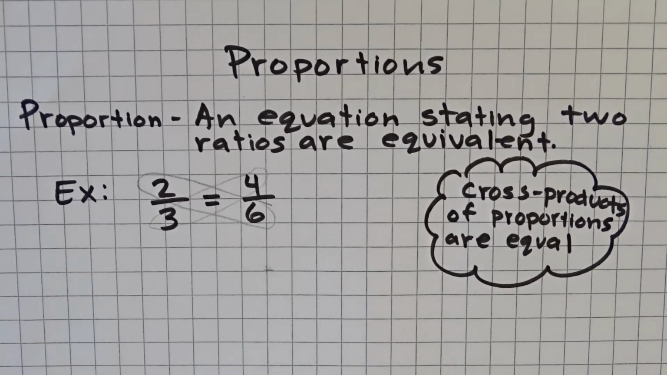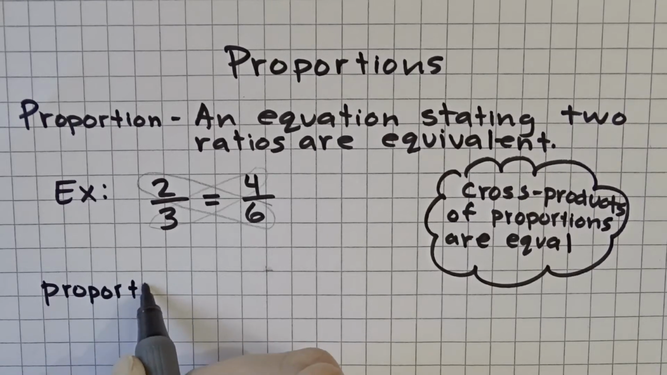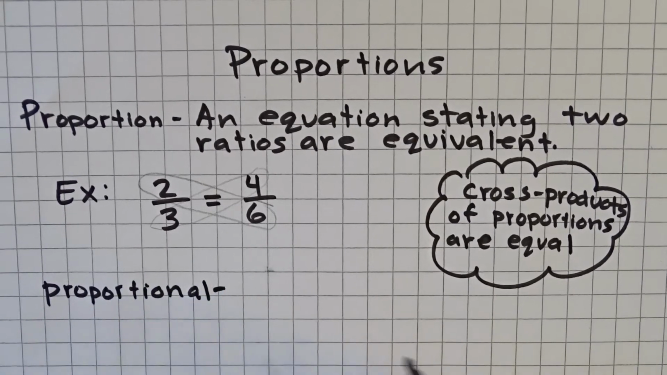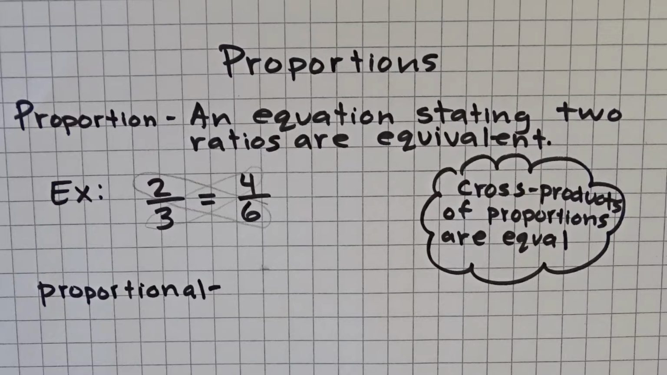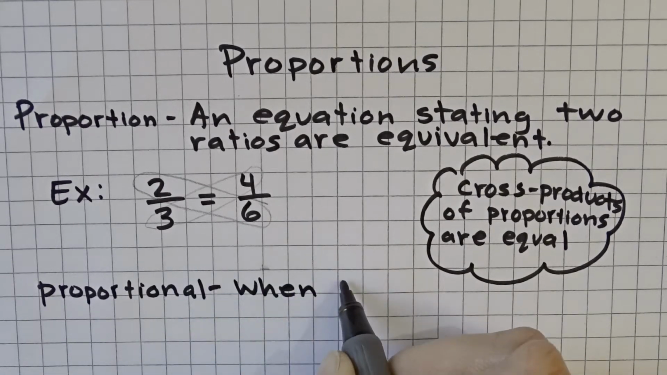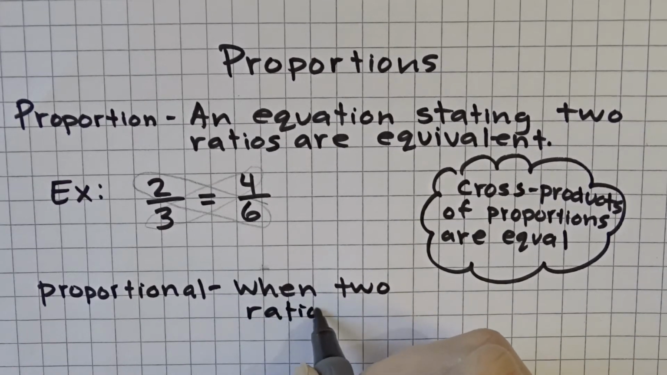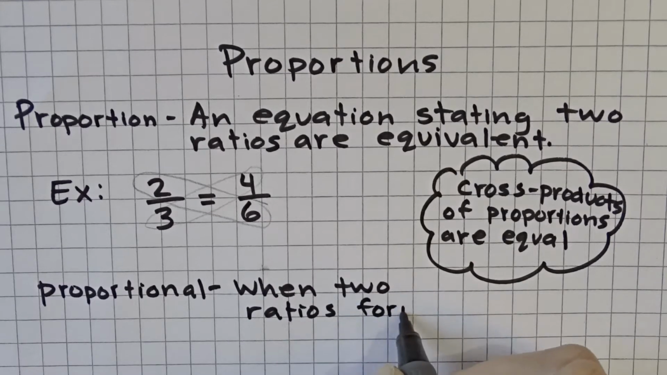And another word that we can say is that 2/3 and 4/6 are proportional. Proportional is a word that we give this equation. It's when two ratios form a proportion.